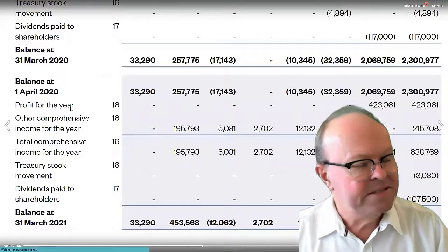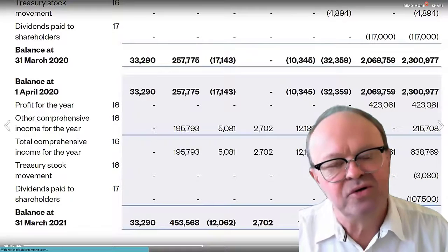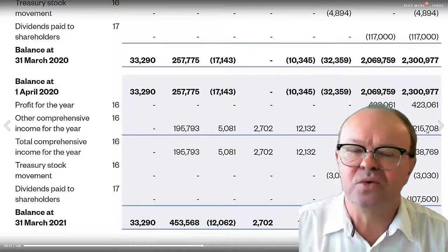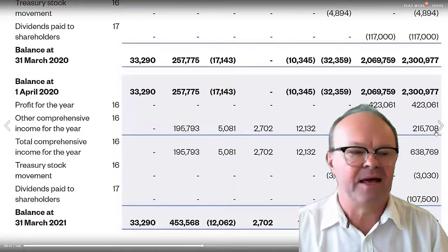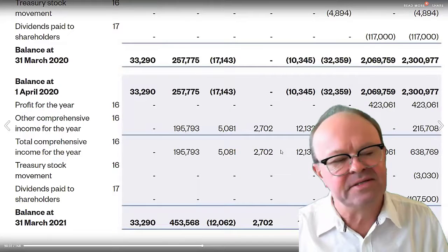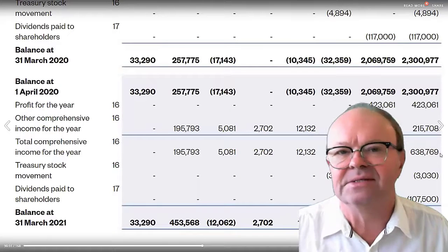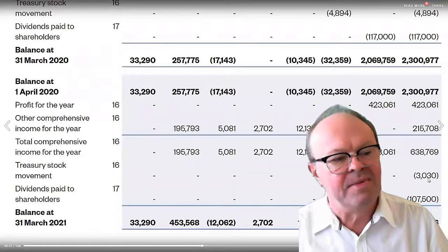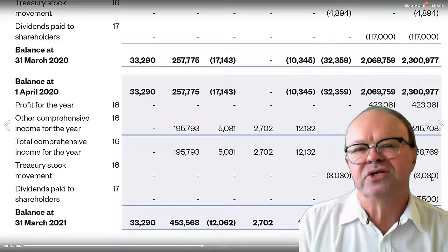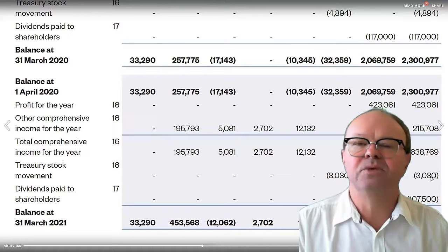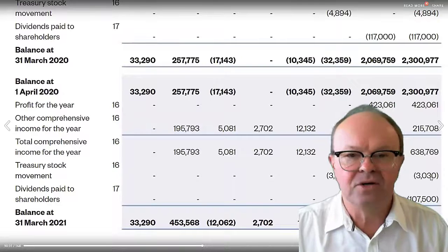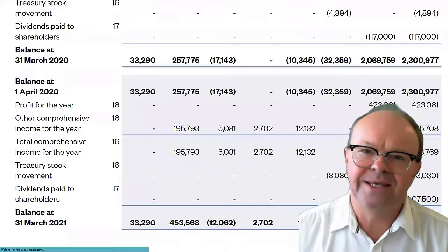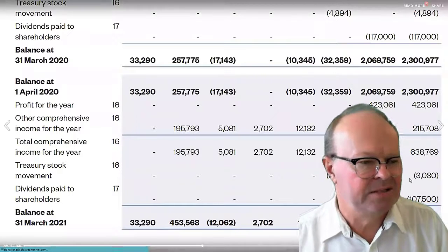And we see the profit for the year is 423,061,000. Other comprehensive income for the year is 215,708,000. And that gives the total comprehensive income for the year of 638,769,000. Then we have the treasury stock movement, 3,030,000. Treasury stock movement, that's where Ryman Healthcare has bought some of its own shares, $3 million worth. And it's bought them to hold on trust for employees in the employee share scheme that it has.